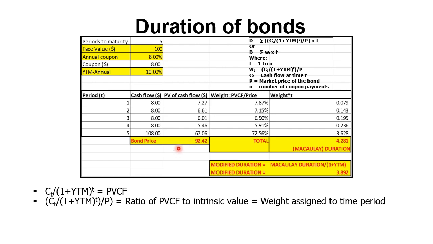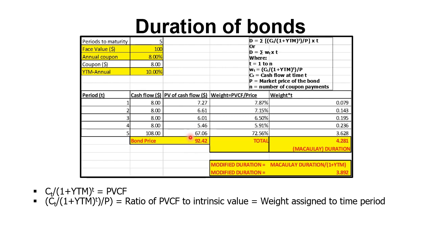Let's first look at the term Ct divided by 1 plus YTM raised to the power t. This term in the Macaulay's duration formula is basically the present value of the various cash flows in this column, where the PVs are divided by P, that is, Ct divided by (1 plus YTM) raised to the power t, is divided by P. The resultant figure is the ratio of the PV to the discounted cash flow price or the intrinsic value of the bond. That is, what proportion of the price is the cash flow.